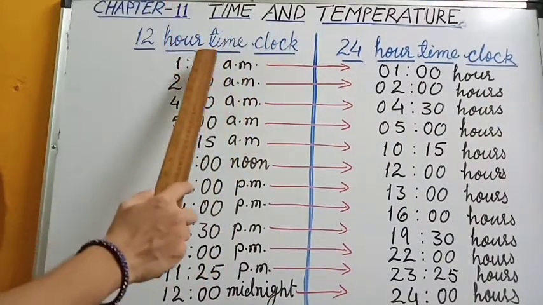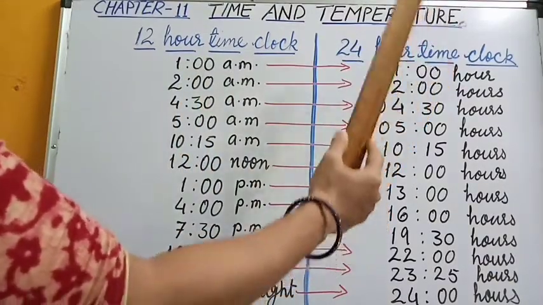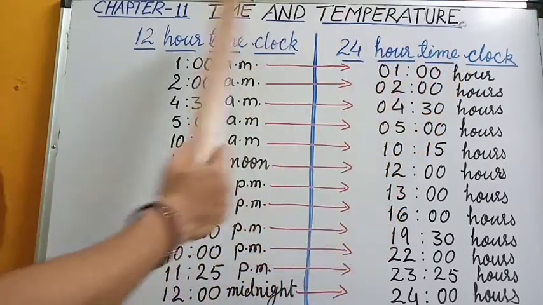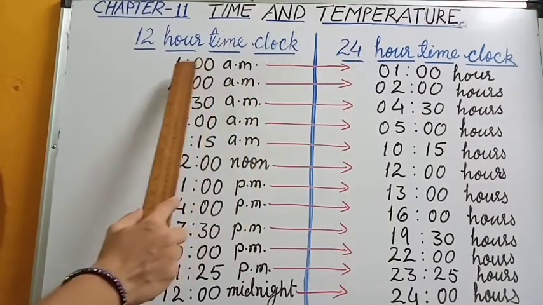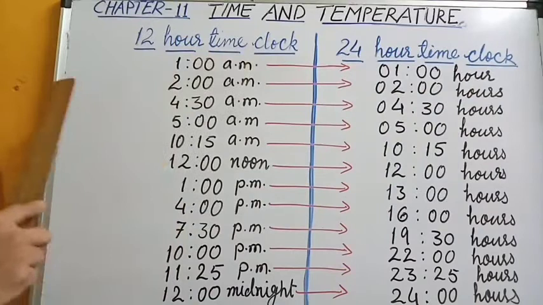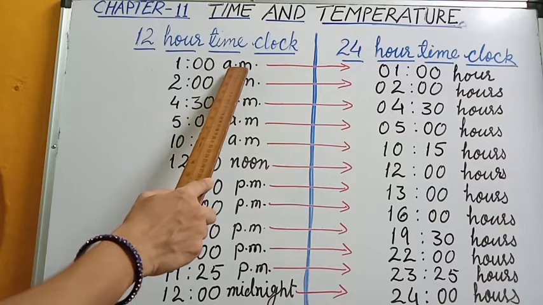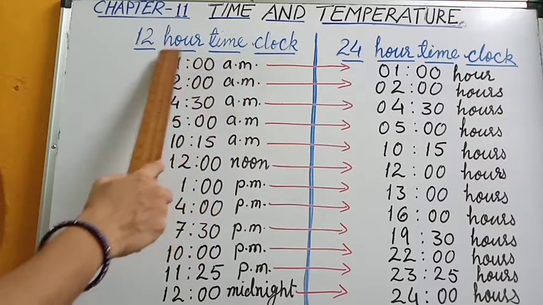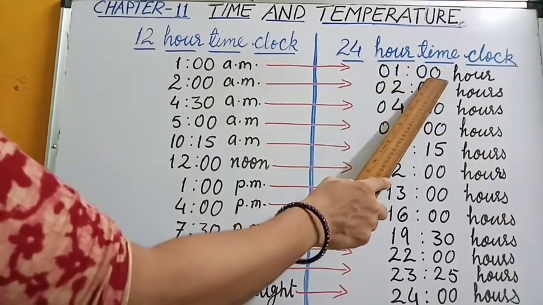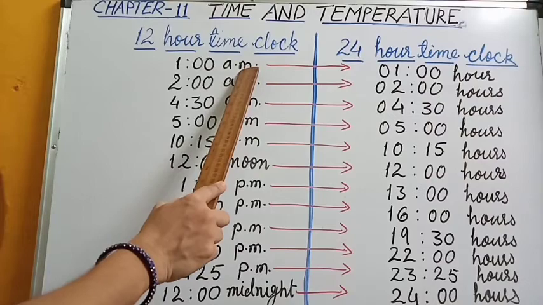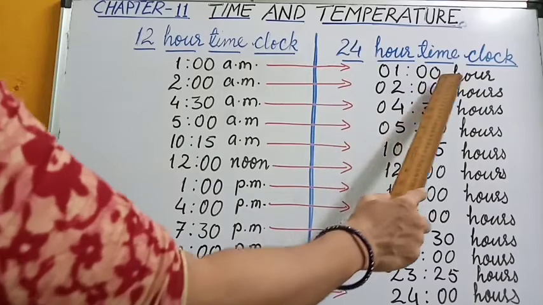We can convert 12-hour time clock to 24-hour time clock, or we can convert 24-hour time clock to 12-hour time clock. So how to write 12-hour time clock into a 24-hour time clock? Let's see. When the time is 1 AM, we don't have to change anything. We have to write digits as it is, but in 4 digits. This is hours and this is minutes. So we have to remove AM and just add hours. So 1 AM can be written as 0100 hours.